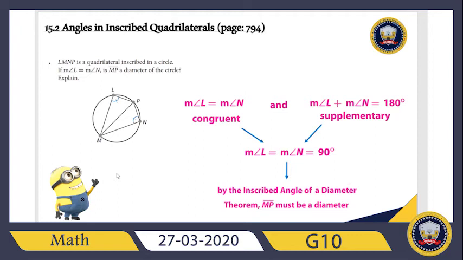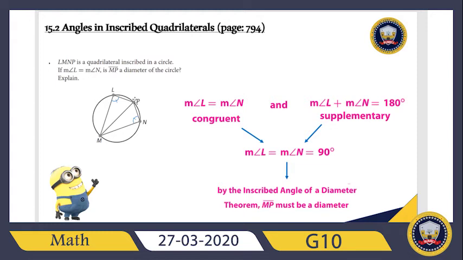Let's move to this example. I have L, M, N, and P, a quadrilateral inscribed in a circle. Alright? If the measure of L equals the measure of N, L and N are congruent. That's what's mentioned here. The question now says, is MP a diameter for the circle or not?